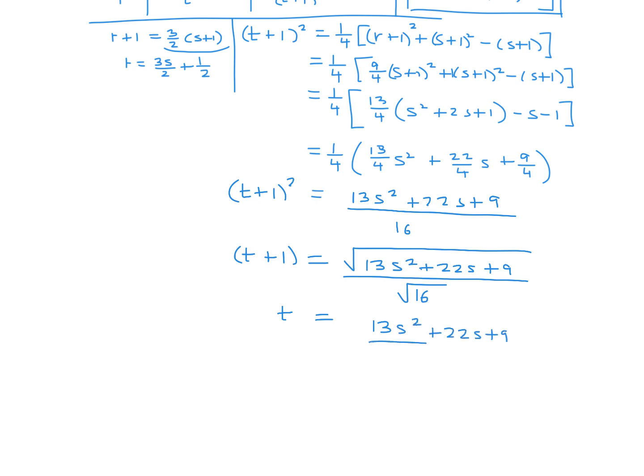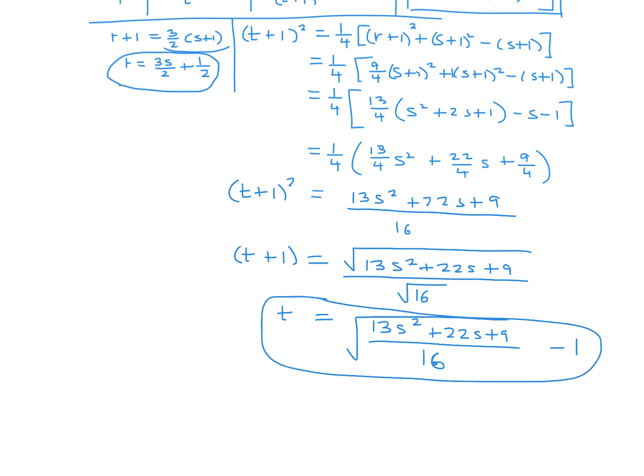Plus 9 over 16, all under the root sign, minus 1. Okay, all right, great. So we got t in terms of s. We have r in terms of s, right? They're not very pretty, but they're okay.